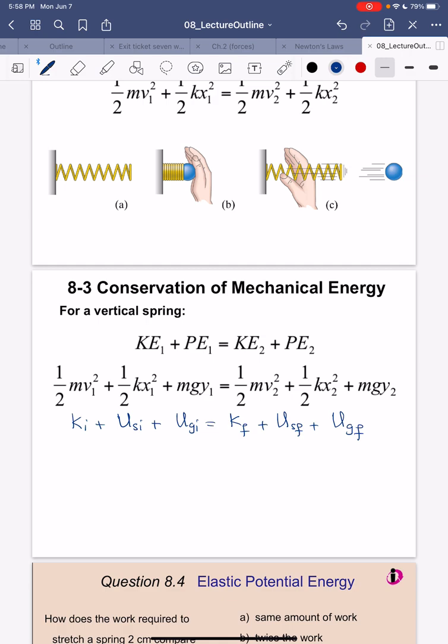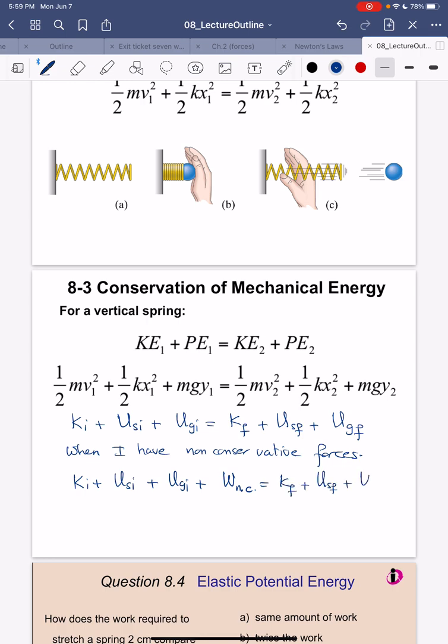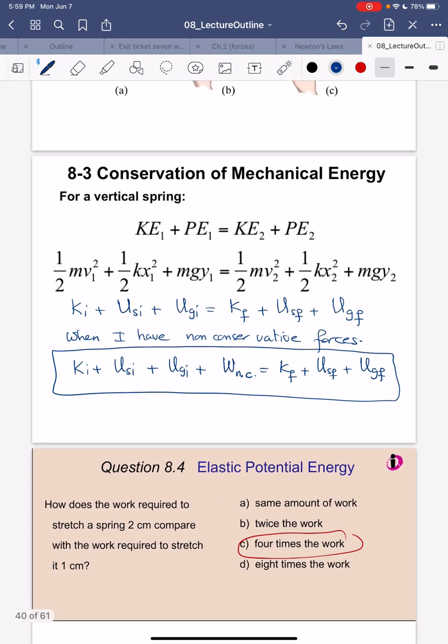Now, in the case when I have non-conservative forces, like I have a pull, I have a push, or I have friction most of the time, we're going to say Ki plus USi plus UGi plus work by non-conservative should equal K final plus US final plus UG final. And I will say this is the most general form of conservation of energy.